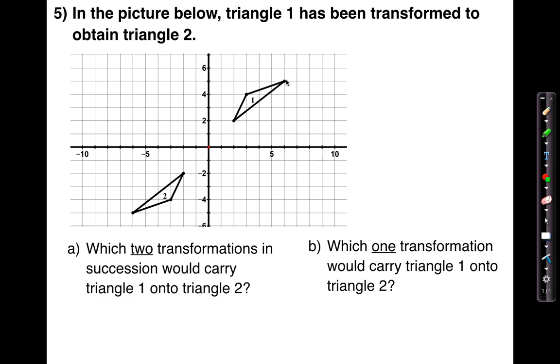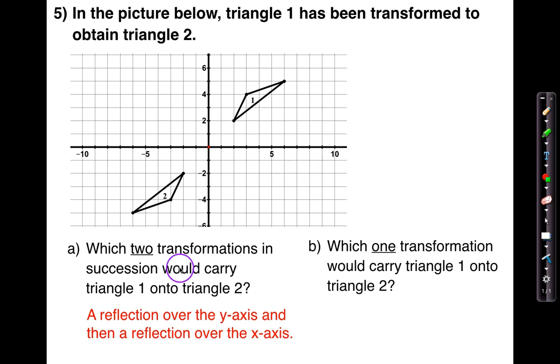Okay, so let's see how well you did. Here are some suggestions. You might have a different answer that could work. However, these are the answers that I have come up with. You can think of it as a reflection over the y-axis and then a reflection over the x-axis, or vice versa. You can put these in the opposite order and still get exactly the same result. For the one transformation, this is basically equivalent to a 180-degree rotation, clockwise or counterclockwise. Both of them are the same.